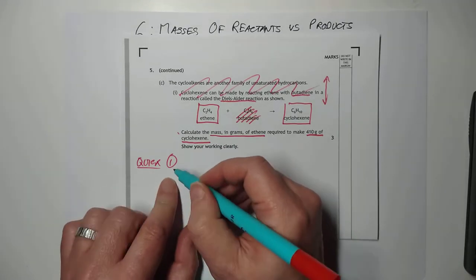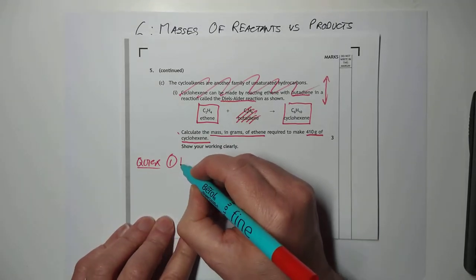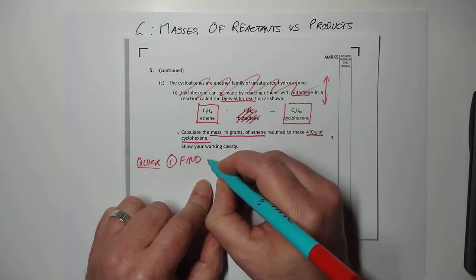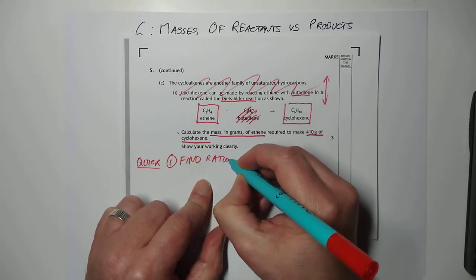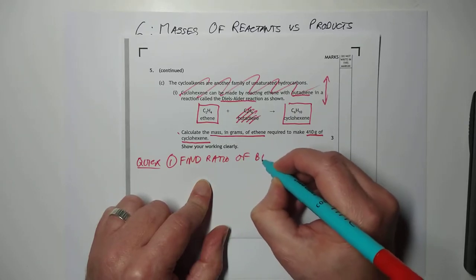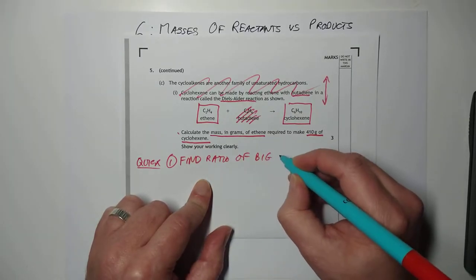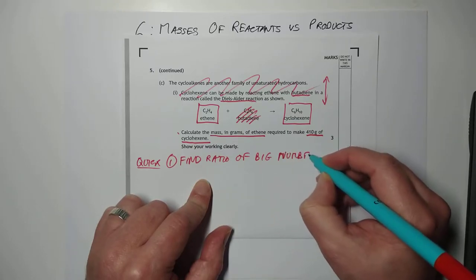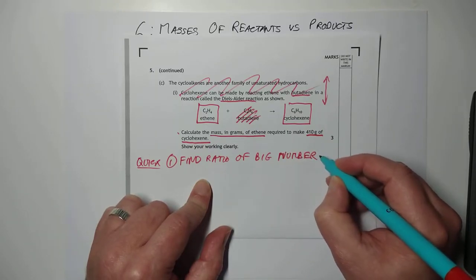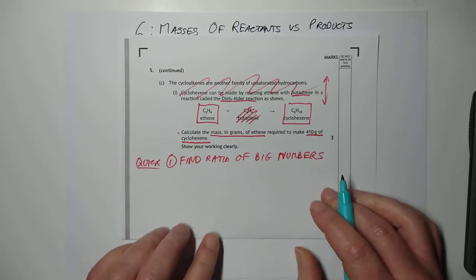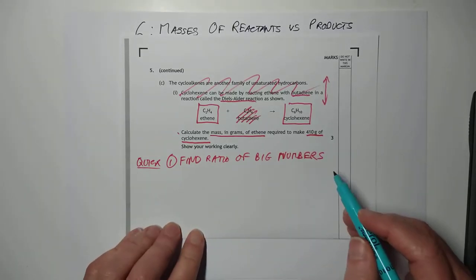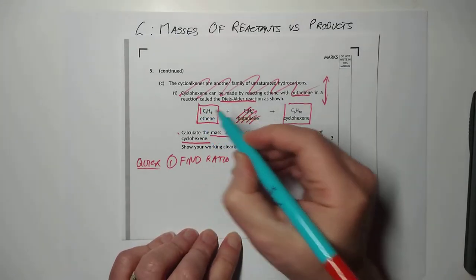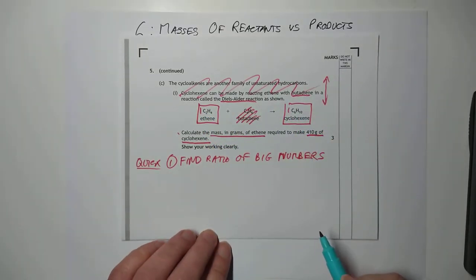So first step in the quick method is find the ratio of the big numbers for the two chemicals that we're interested in. Sometimes called the mole ratio. Some chemistry teachers quite correctly call it a horrendous word called stoichiometry, but it's the big numbers. So find the ratio of the big numbers. In our particular case, that is just 1 to 1, of course, which is nice and simple.